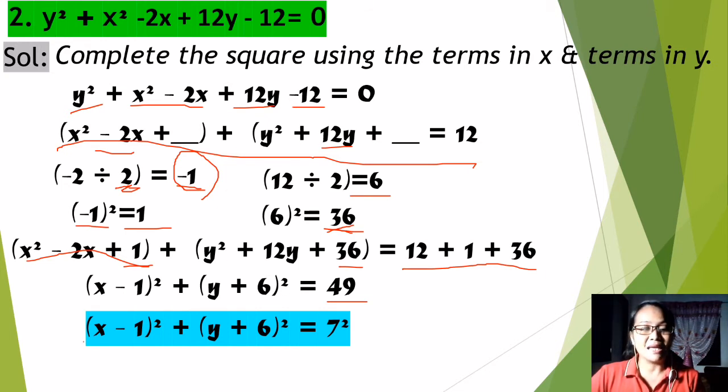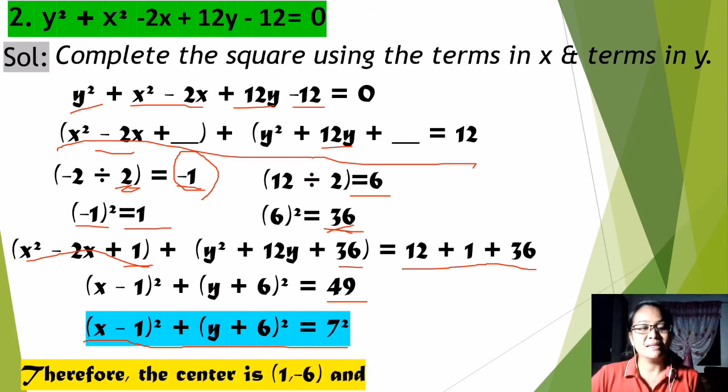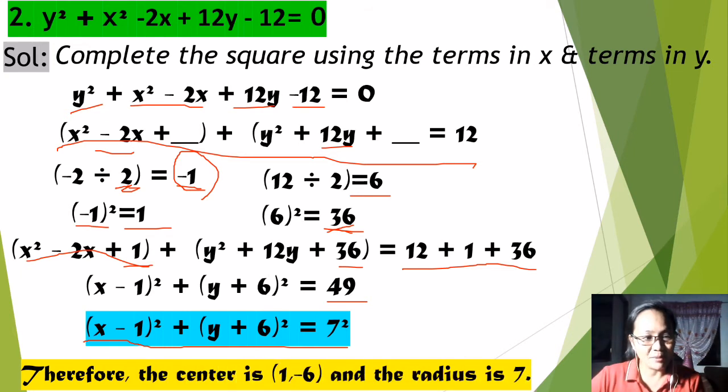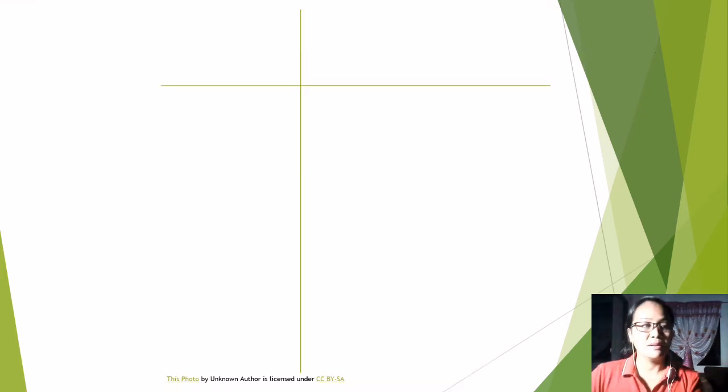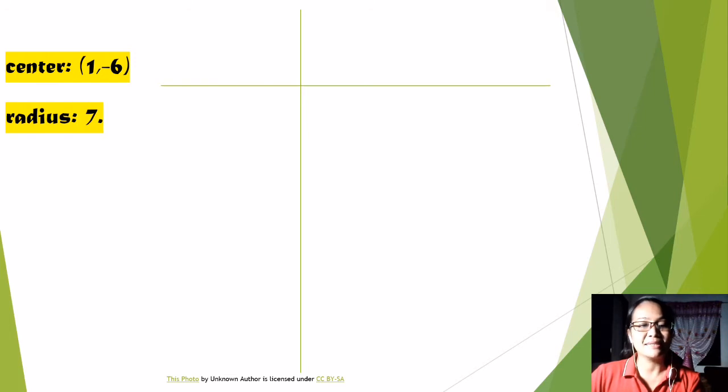So, this is already in center reduced form. So, we can say therefore that the center is, gaya ng sinabi ko kanina, opposite lang niya. Okay? So, negative 1 ito, kaya magiging positive 1. Positive 6 to, kaya nagkaroon tayo ng negative 6. And ang radius natin ay yung base ng ating constant, which is 7. So, for our center, 1 and negative 6, and the radius 7.